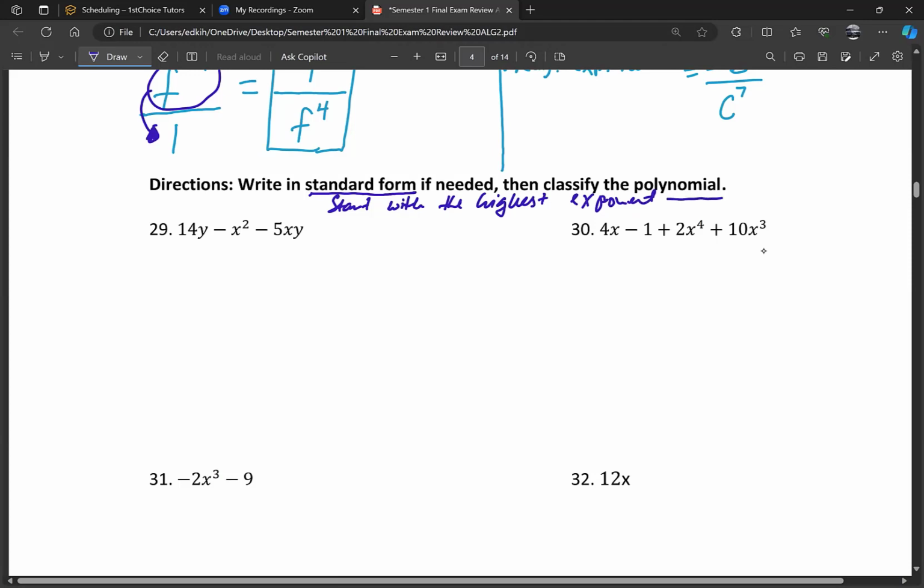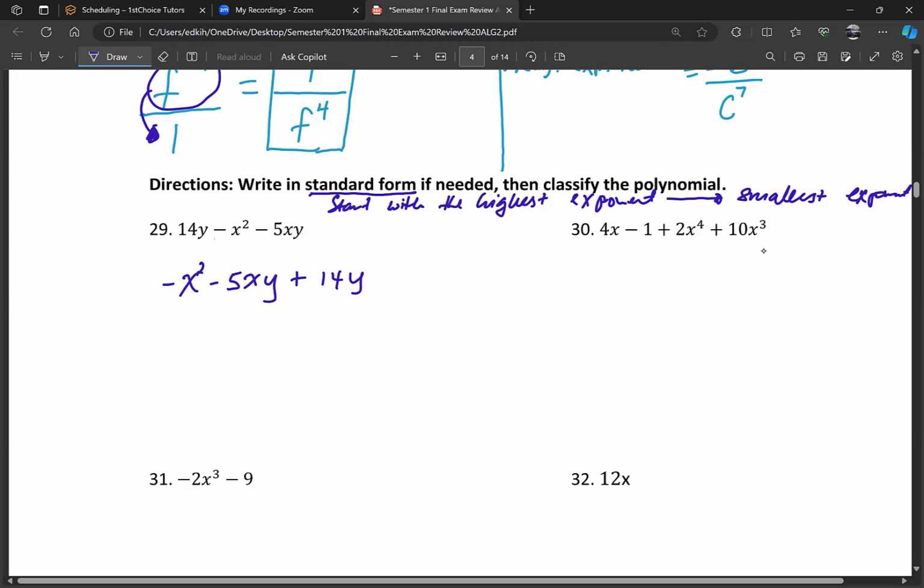And then you go down to the smallest exponent, or lowest exponent. So when we look at a question like this, the highest degree or highest exponent is x squared. So I'm going to say negative x to the second. Yes, you have to look at the sign that's right before that value. Minus 5xy plus 14y. The xy will take precedence because it has an x. So yeah, that would have to be it.